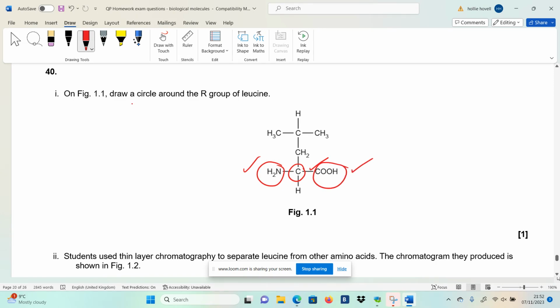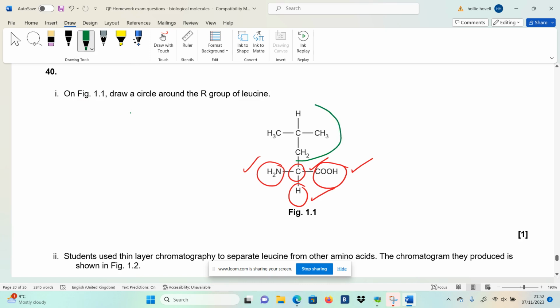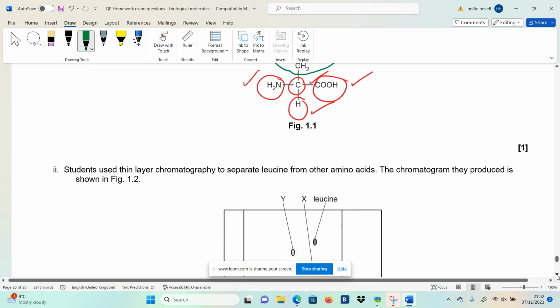We know it has an H, usually above, but they've actually drawn it below. It doesn't matter. Where's the bit that we don't know? That must be the R group. So all of this is also attached where we would normally have just written R. So that must be your R group just there. So your answer is the green circle.